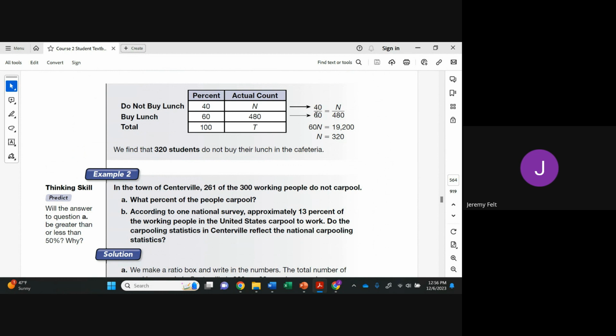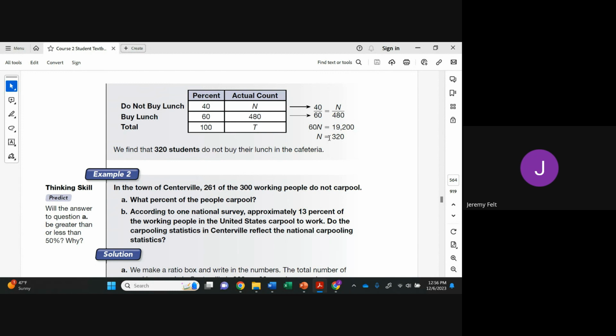40 over 60. We could reduce it down before we cross multiply and divide if we want. It's going to work out to be the same number, so that's up to you. So 40 times 480, 60 times n. 60n equals 19,200. We multiply those two. Then we divide by 60 both sides, and we get n equals 320.